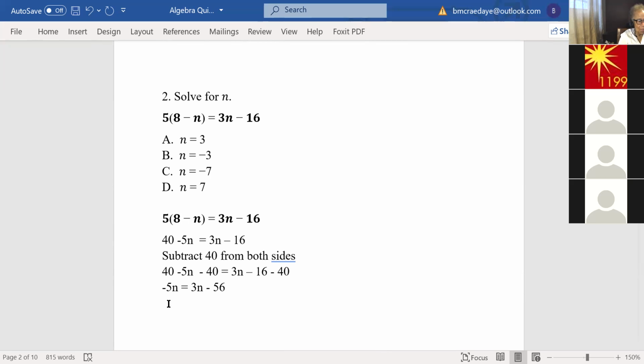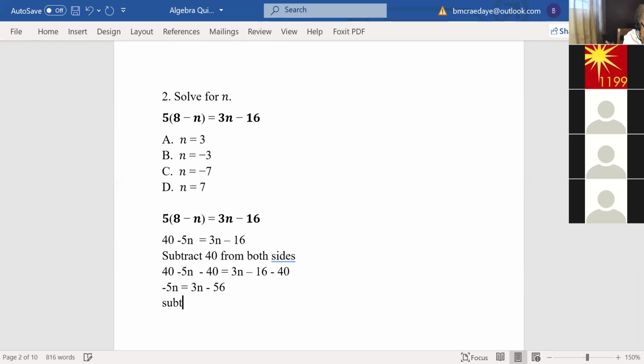Minus 5. You want to get, you said like terms. You want to get your 3n with your 5n. How would you do that? You divide it. No. How is 3n connected to a minus 56? This is a plus, right? You minus 3n. That's it.